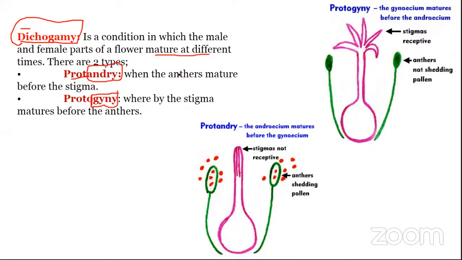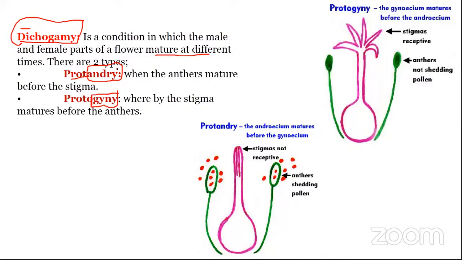So protandry is when the anthers mature before the stigma. Protogyny is where the stigma matures before the anthers. I told you androecium means male. You can always remember from the name Andrew. Andrew is a male name. And then gynoecium means female part. You can always remember from Gina, like there's a name called Gina for females in America.